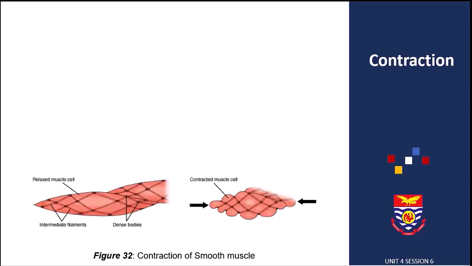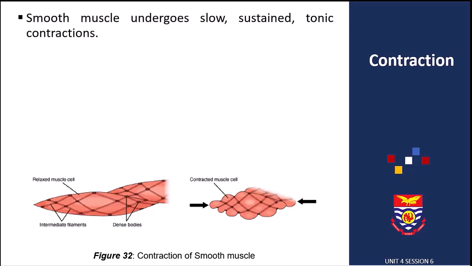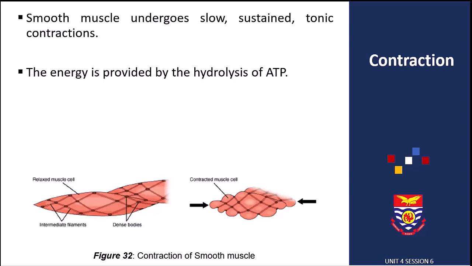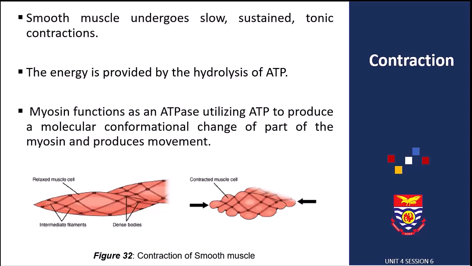Smooth muscles undergo slow sustained tonic contraction, and the contraction is caused by sliding of myosin and actin filaments over each other. Also, the energy involved in the contraction is provided by ATP, and in the course of contraction, myosin acts as an ATPase that makes use of the ATP to produce a molecular conformational change of part of the myosin to cause movement.